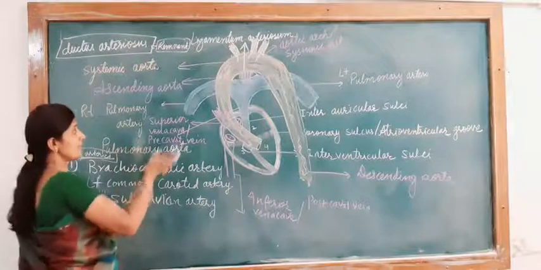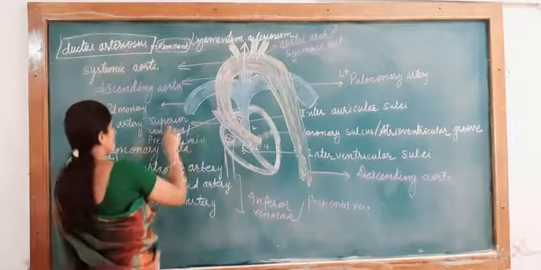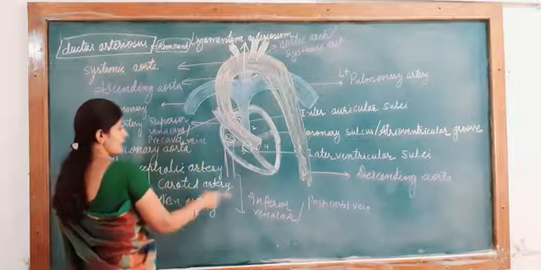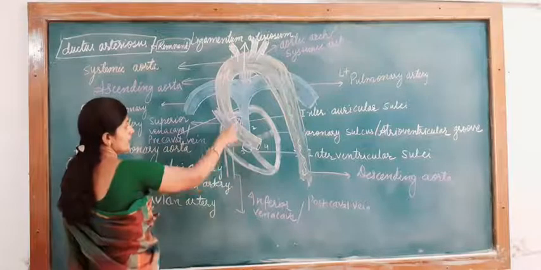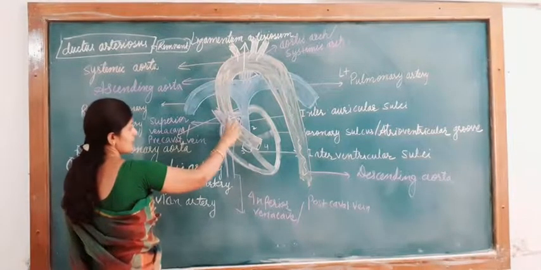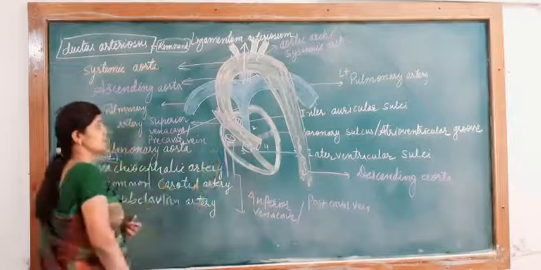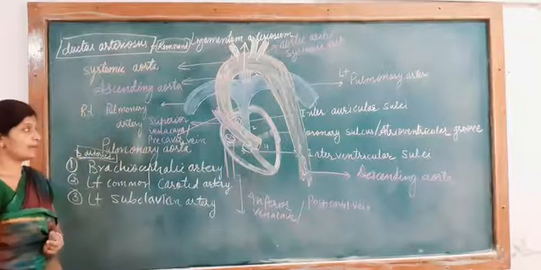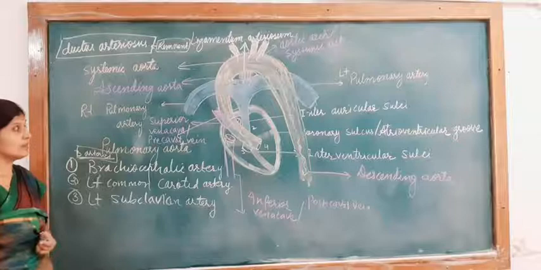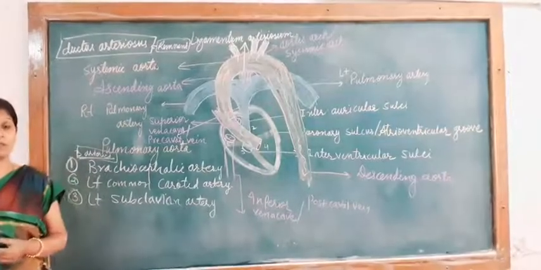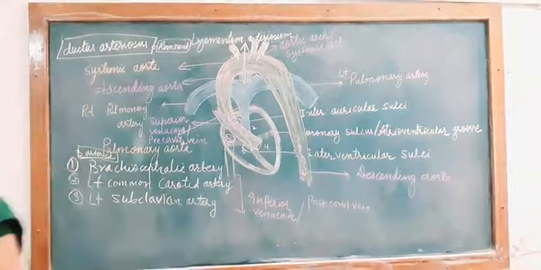Then the deoxygenated blood that is coming from the superior vena cava, inferior vena cava, and the coronary sinus, these three openings open into the right atrium. So this is the external structure of the heart. The remaining part will continue in the next period.